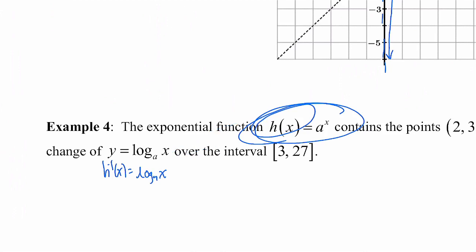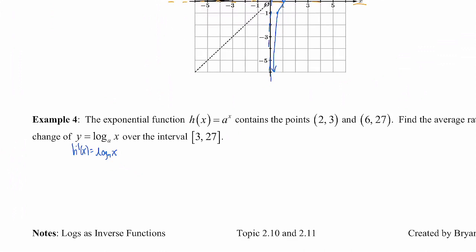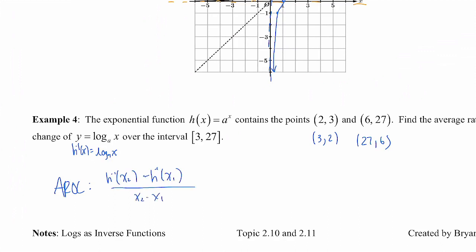We want to be mindful of what points were given to us and see how we can use them to convert to the inverse. They have given us points from the original. If I switch the x and y values, I now have the new coordinates that belong to my inverse function, and I'll use this to help me find the average rate of change. Recall the average rate of change formula. In this case we're doing the inverse, so it'll be h inverse of x2 minus h inverse of x1, all divided by x2 minus x1. Change in y over change in x, if you've heard that before.